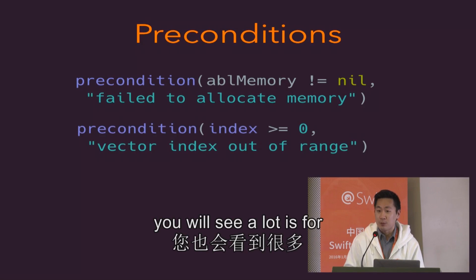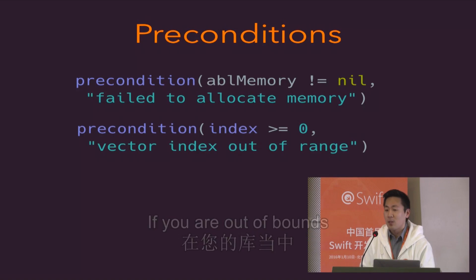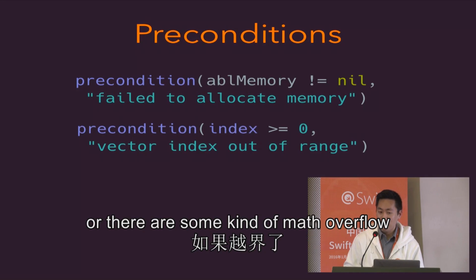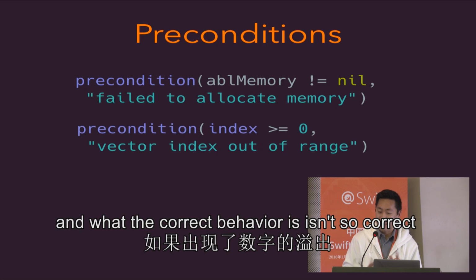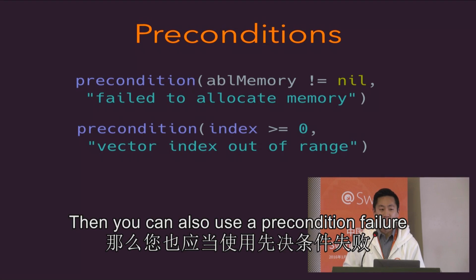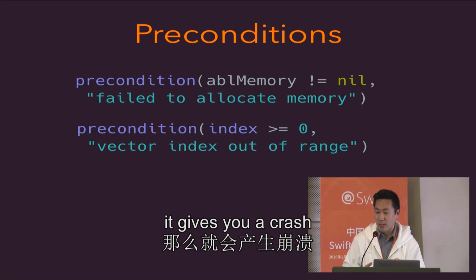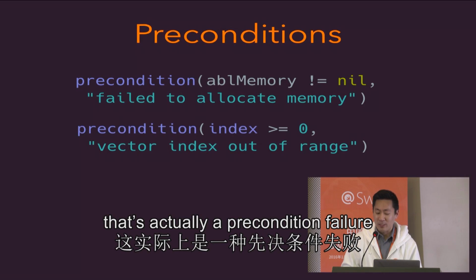Another one that you'll see a lot is for avoiding undefined behavior, right? If you're out of bounds or there's some kind of math overflow and what the correct behavior is isn't clear in your library, then you could also use a precondition failure. So arrays in Swift, for example, if you go out of bounds, it gives you a crash. That's actually a precondition failure.